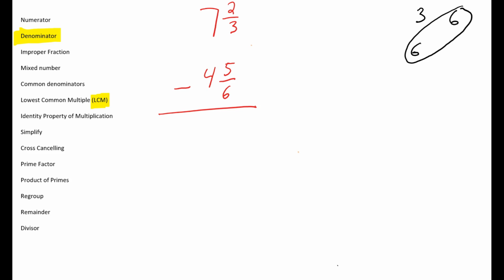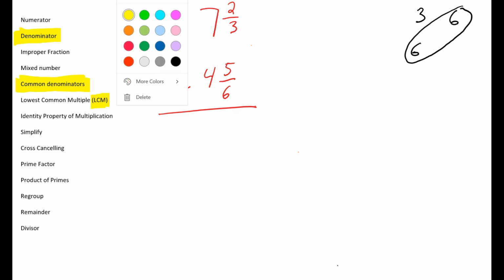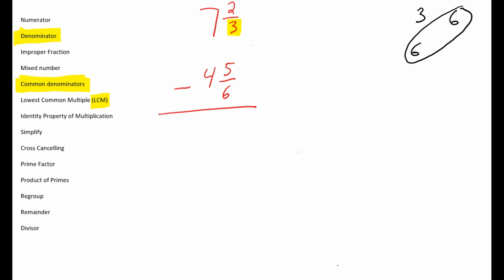I'm going to use the lowest common multiple to find my common denominators. I need to make the denominators the same, which are both going to be 6. So I'm going to look at the 3, my denominator, which is the bottom number, and see how many times I used this 3 to get to 6. I used it 1 time and 2 times. That means I need to multiply by a form of 1 that looks like 2, so I can get my 3 to a 6.